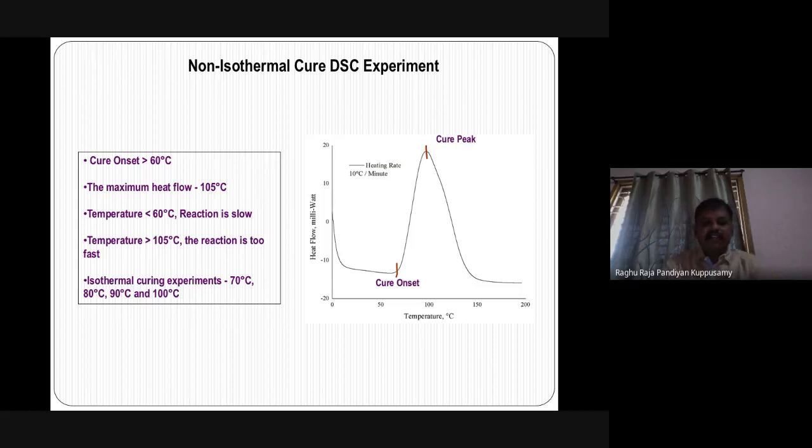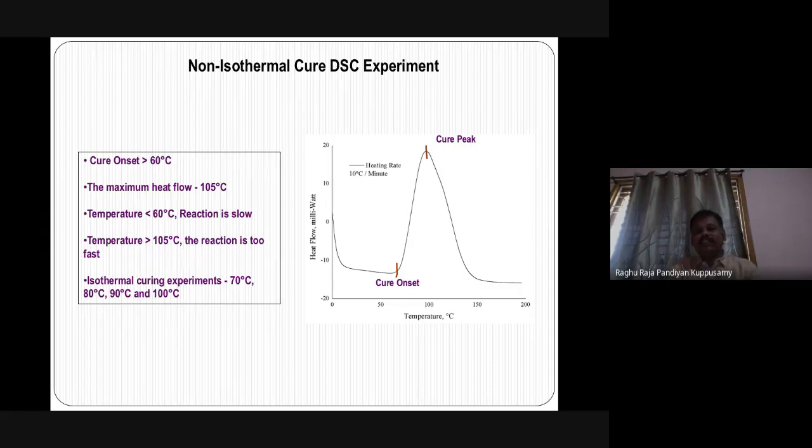So I have taken unsaturated polyester resin as an example, and we have conducted a non-isothermal cure DSC experiment at a 10 degree per minute heating rate. From the curve, you can see the cure onset temperature is 60 degrees, and the peak is at almost 105 degrees. As I told earlier, when the temperature is less than 60 degrees centigrade, the reaction is slow, so you cannot choose that temperature. And when it is more than 105 degrees centigrade, the reaction will be too fast.